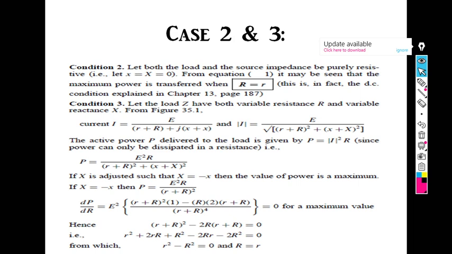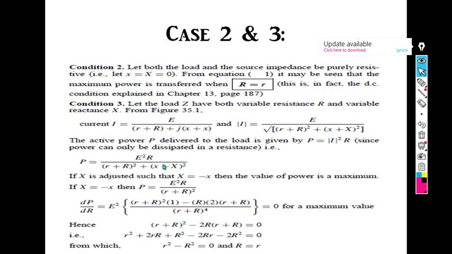Now here what you have to do, you have to first consider that X is capital X, that means the load impedance's reactive part, the reactance. If X is adjusted such that capital X is equal to minus small x, if I consider that, then what will happen? This part will be 0. So what will we get? Only this part.